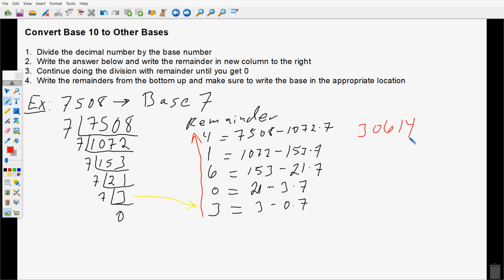And write the base number in the appropriate location. So this is base 7, so I have a subscript 7. So 7,508 in base 7 is 30614 in base 7.